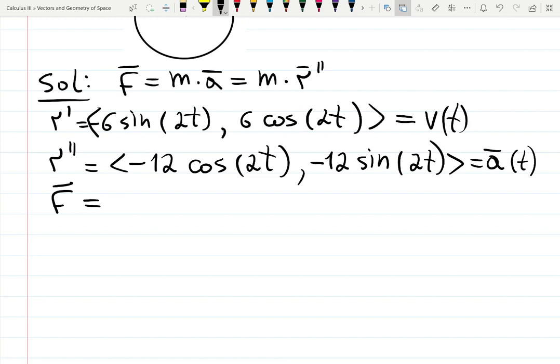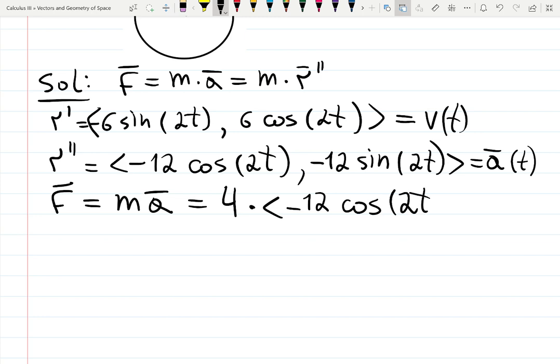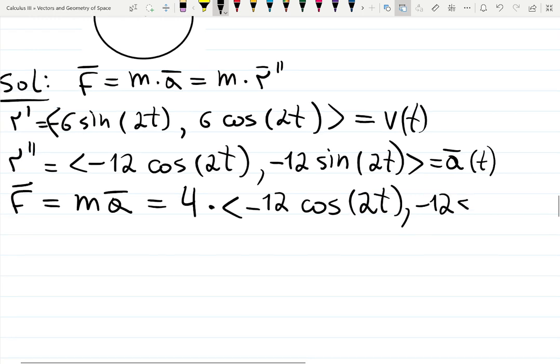F equals m times a. So m is given, 4. And a, we just found it. So just multiply everything you just found by 4. What's your problem here? Minus 12 cosine. This should be a very nice exam problem. I think everyone will do it just fine. This is not integration, it's differentiation. Just don't lose your chain rule pieces. We found F. This is almost full credit.